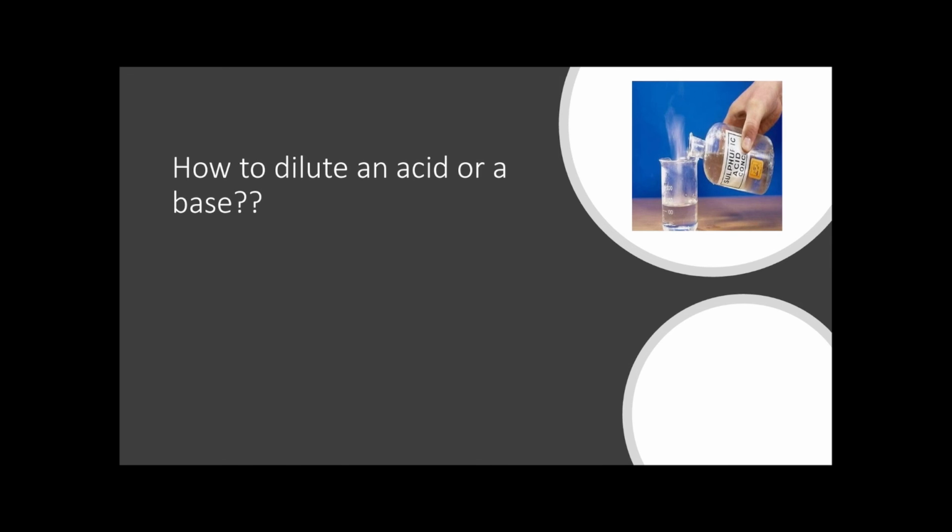How do you dilute an acid or a base? You will always remember that while diluting, we always add acid or base to water and never add water to acid or base. You can look in the picture, a very strong acid, sulfuric acid, is added drop by drop to water with constant stirring, as you can see in picture number 2.